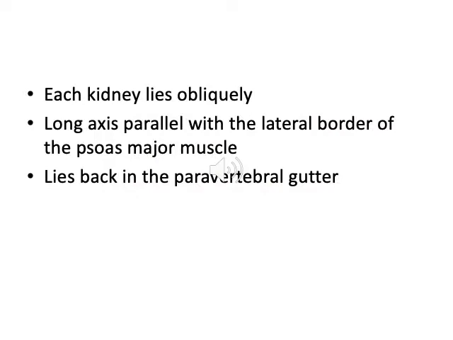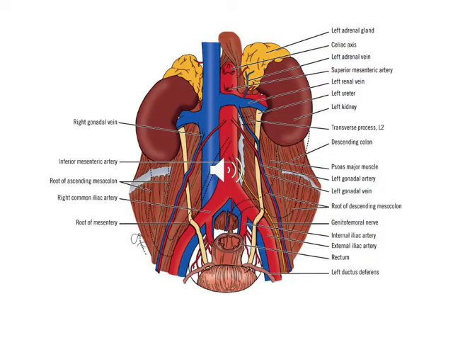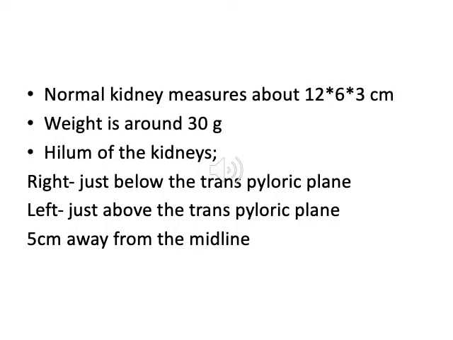Each kidney lies obliquely. The long axis is parallel with the lateral border of the psoas major muscle. As I mentioned earlier, you can see each kidney lies obliquely. The long axis of the kidney is parallel with the lateral border of the psoas major muscle. A normal kidney measures about 2 by 6 by 3 centimeters and weighs around 30 grams.